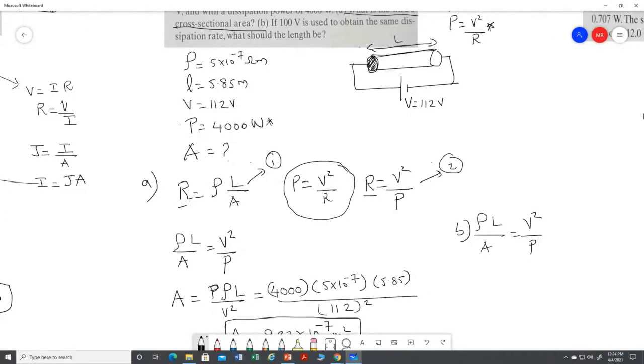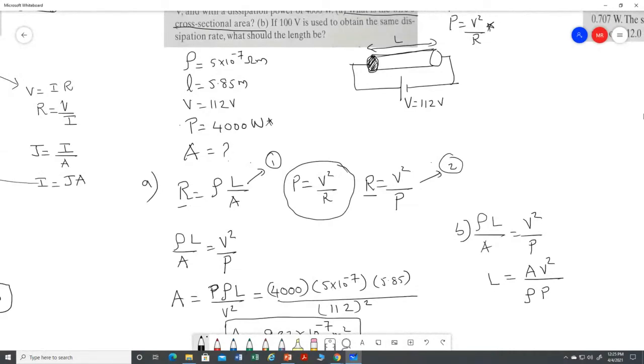Suppose if you want to give 112 volt, what should be the length? And instead of this 112 volt, if you set 100 volt, you no need this 5.85 meter. Am I right? So I'm going to again use the same equation, but this time I'm going to rearrange this equation in terms of length. So if you rearrange this equation in terms of length, what you'll get? L, which is equal to A multiplied by V square divided by rho multiplied by P.